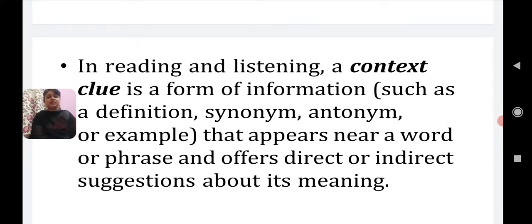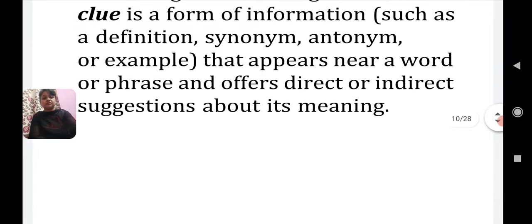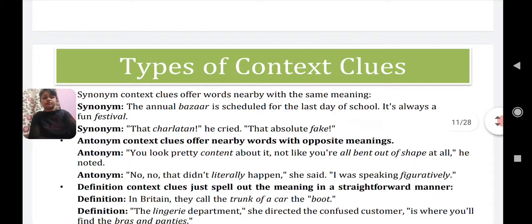In reading and listening, a context clue is a form of information such as definitions, synonyms and antonyms, for example, that appears near a word or phrase and offers direct and indirect suggestions about its meaning. So we will study the different types of context clues in the very next period.